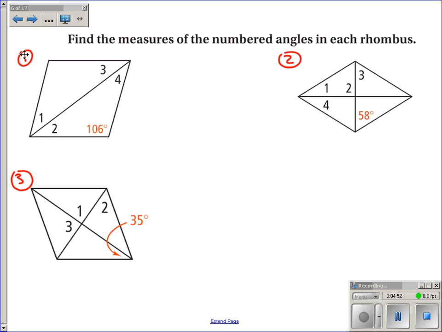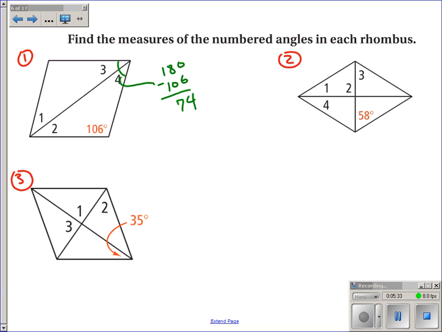Okay, now in problem 1, it's not very straightforward. You can't really find angles 2 or 4 immediately just because you know this angle is 106. But let me remember that a rhombus is a parallelogram. And because it's a parallelogram, the consecutive angles, the angles right next to each other, are supplementary. So angles 3 and 4 together are supplementary with 106. So I'll subtract 180 minus 106 and get 74. Okay, so angles 3 and 4 together, that big angle, is 74 degrees.